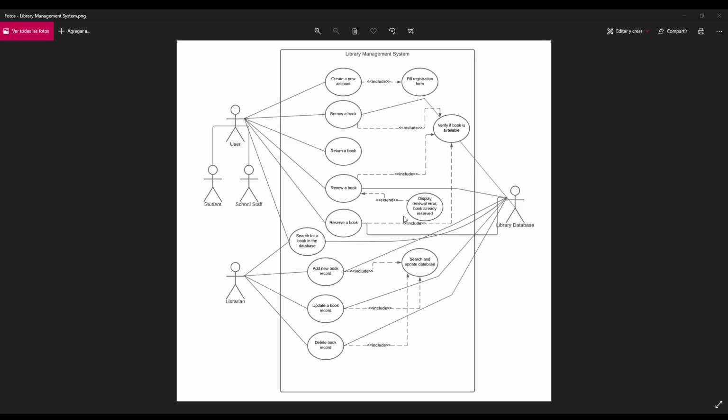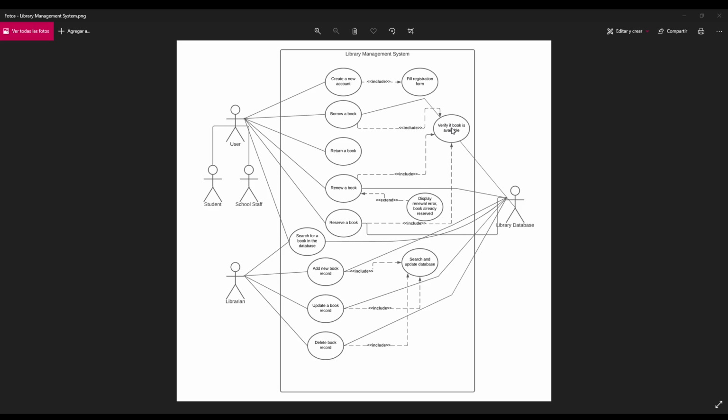For example, if we are trying to take a new book and someone has already taken it, that would be an extend relationship. And in the case of borrow, renew, and reserve a book, they all share the same include use case, so they can all be connected to the same one.